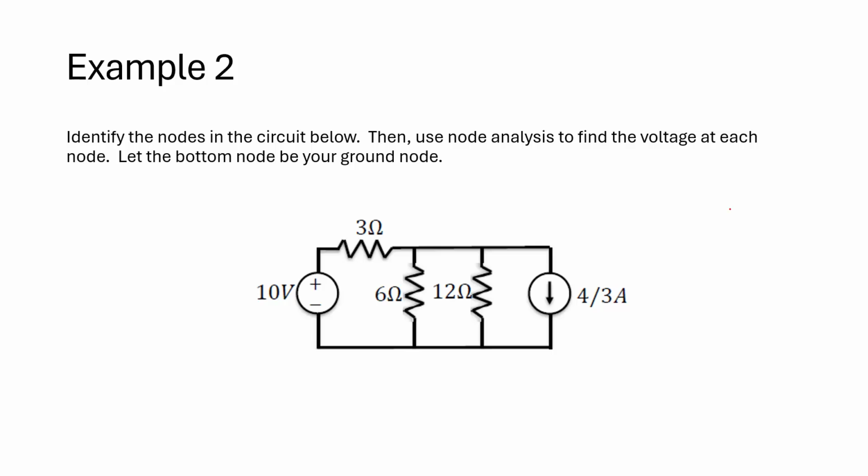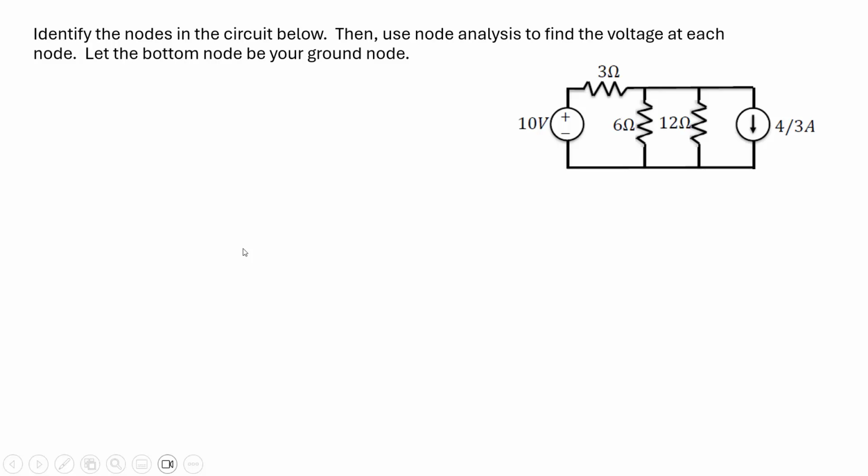Okay, let's continue on with example 2. Example 2 asks us to identify the nodes in the circuit below, and then we'll use node analysis to find the voltage at each node. We're also specifically told here to let the bottom node be our ground node. Sometimes questions will actually have the ground node given, so here we'll assume our ground node is indeed this bottom node. Okay, let's go ahead and get started.